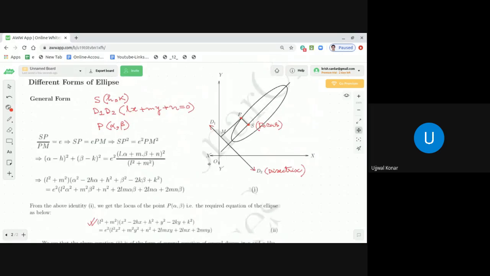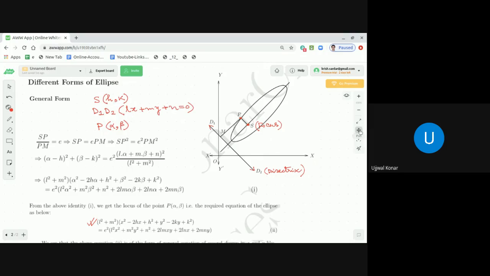It could be anything, lx plus my plus n equal to 0. There is no restriction on the focus. It could be any arbitrary but fixed point. Arbitrary in the sense that there is no restriction on the point h and k. It could be anywhere, but it should be fixed. Wherever it is, it must be fixed. And we derived that general form.